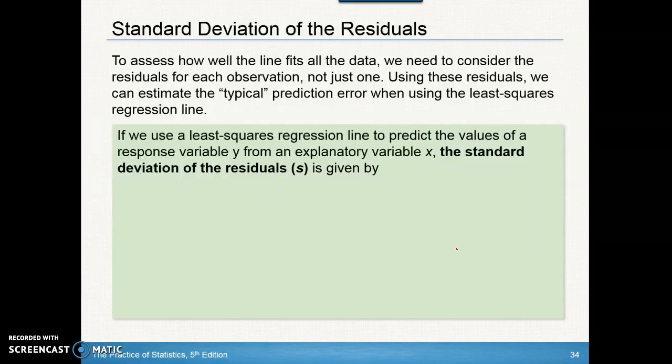So what exactly does that mean? Remember the residuals, if you have a residual that is above the line, that means that it's a positive residual and the line is going to underpredict the data point. If you have a residual that is below the line, it has a negative value and the line will overpredict your information. So we want to see what is the average overprediction or underprediction? Well, using these residuals, we're going to estimate what is the typical prediction error by using the standard deviation of our residuals.